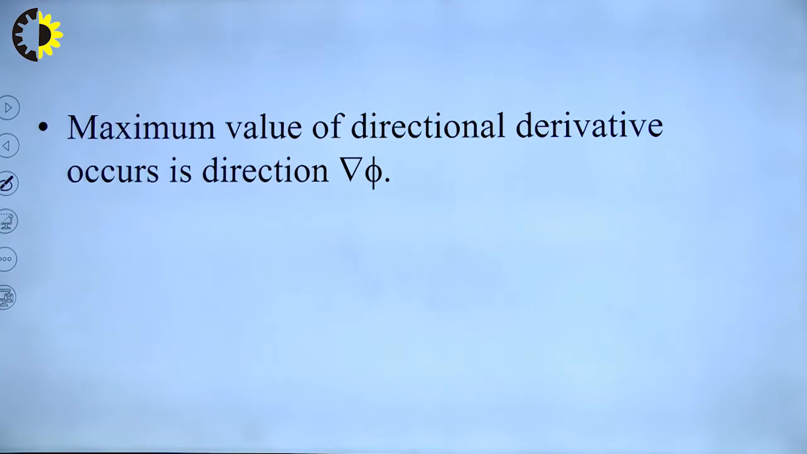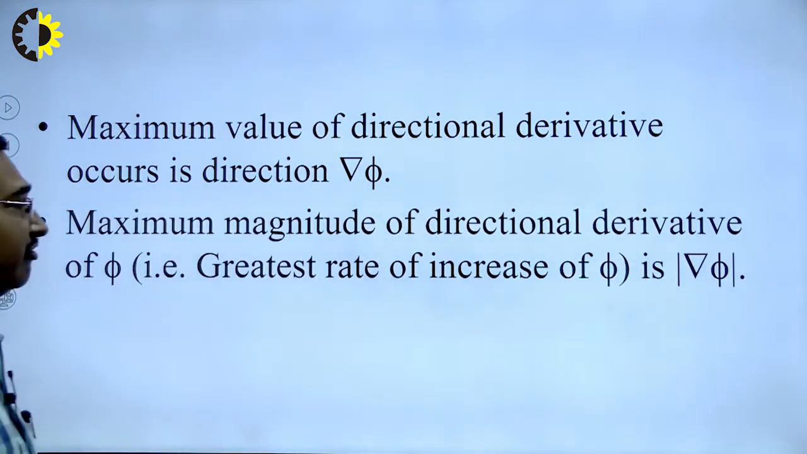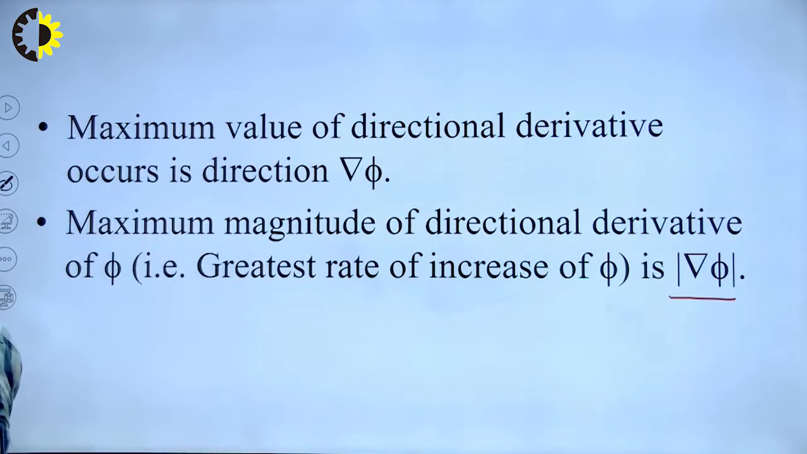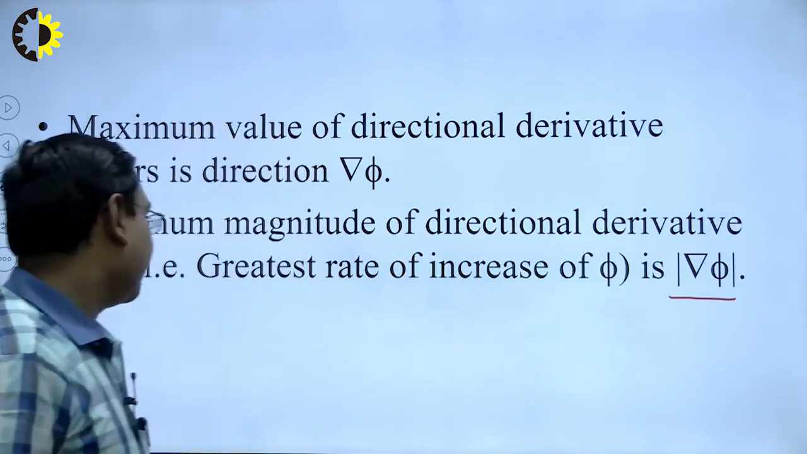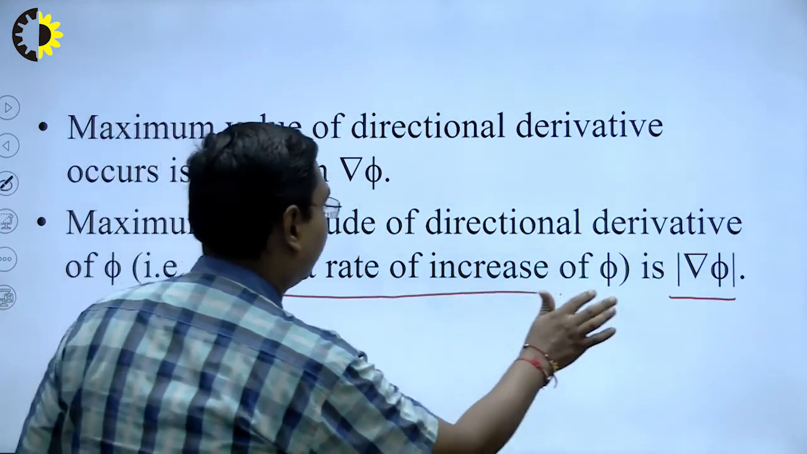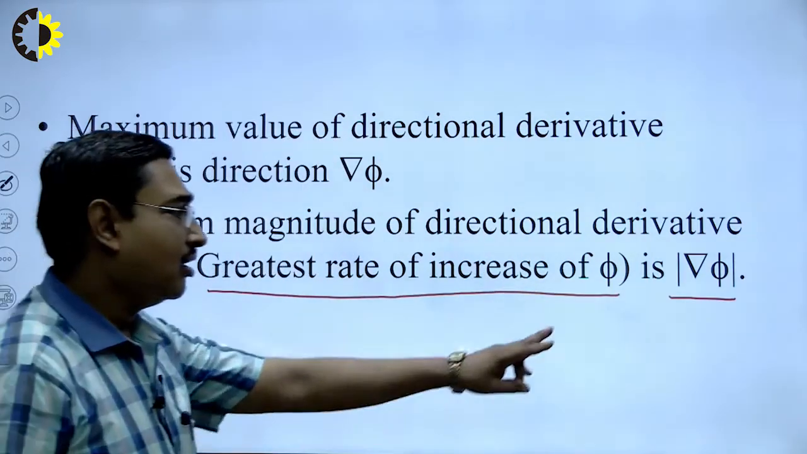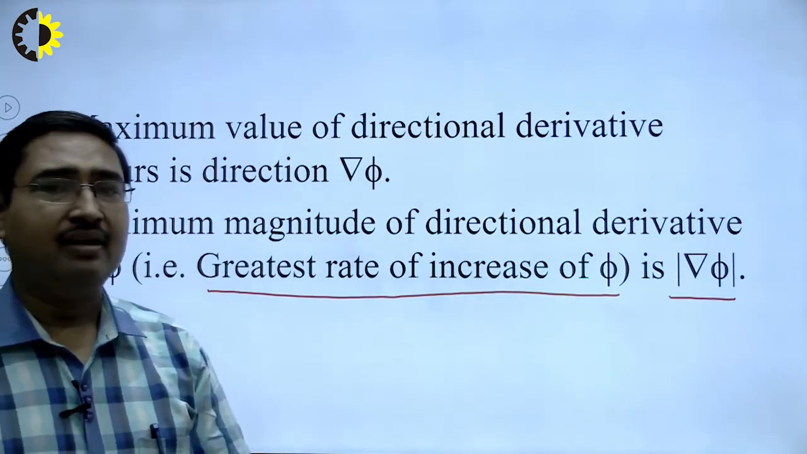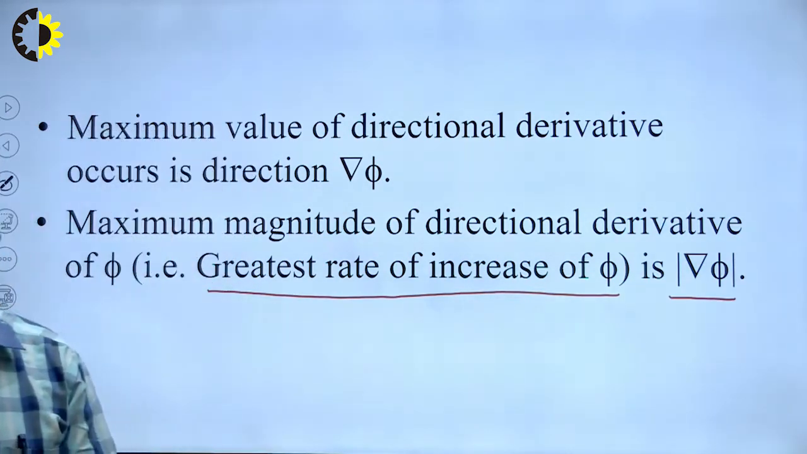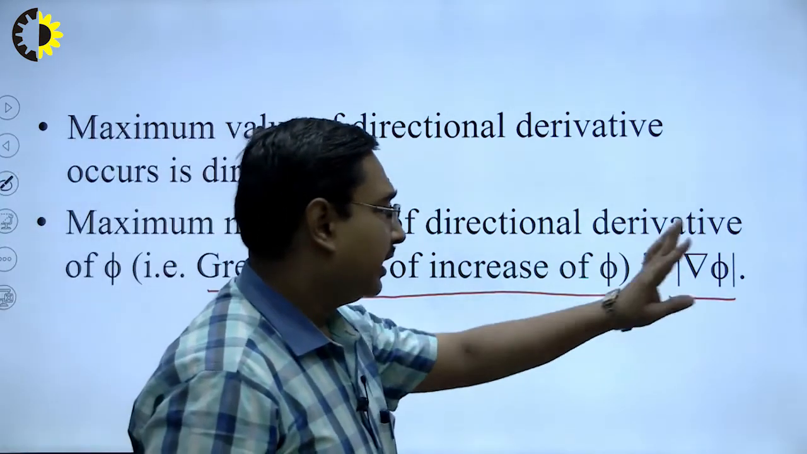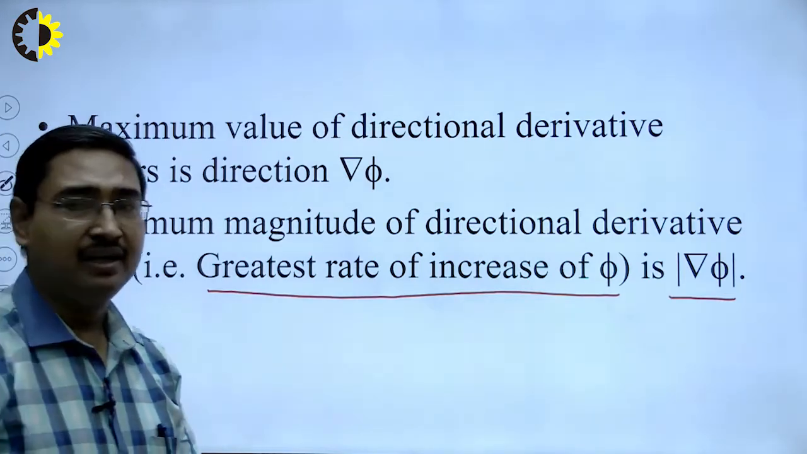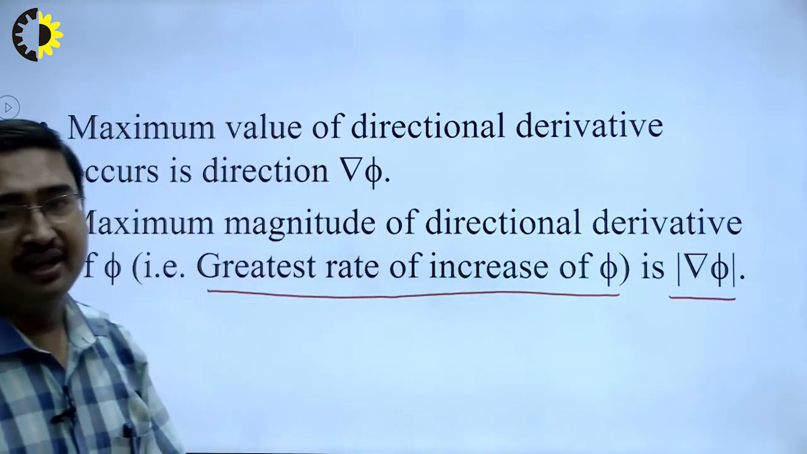If we calculate its value, then it will come out to be mod of del phi. That is, the maximum magnitude of directional derivative of phi is mod of del phi. It is also the greatest rate of increase of phi, again mod of del phi. Thus, whenever we are required to find the maximum value of directional derivative, we need to calculate mod of del phi. If we are to calculate the greatest rate of increase of phi, the same value mod of del phi will be calculated.